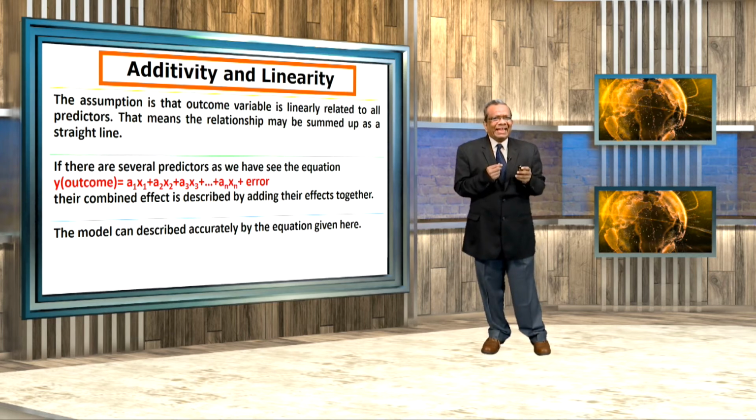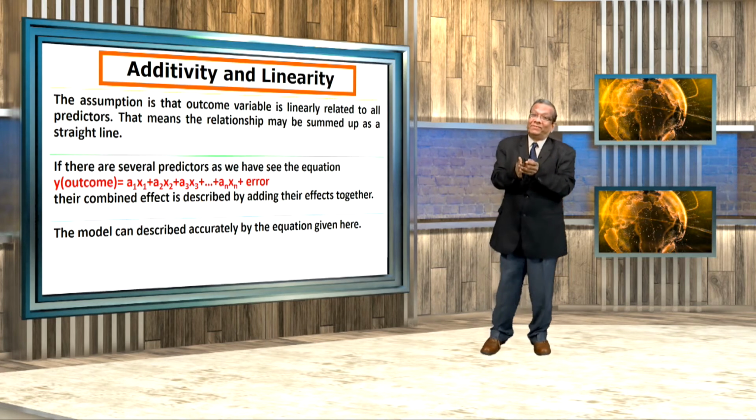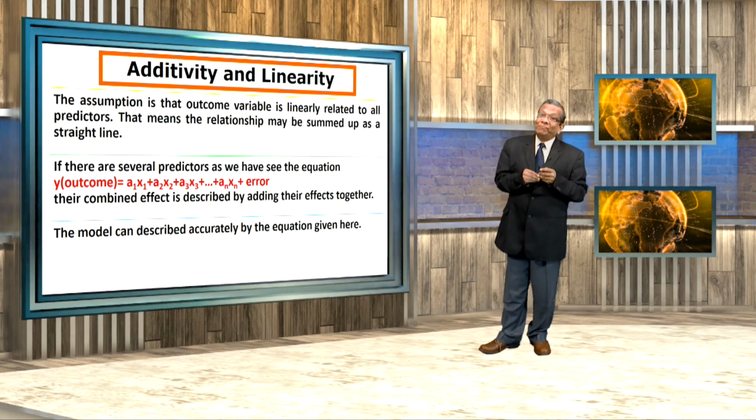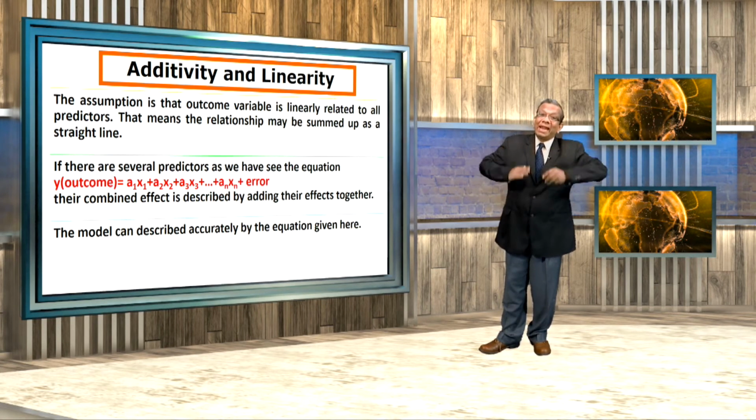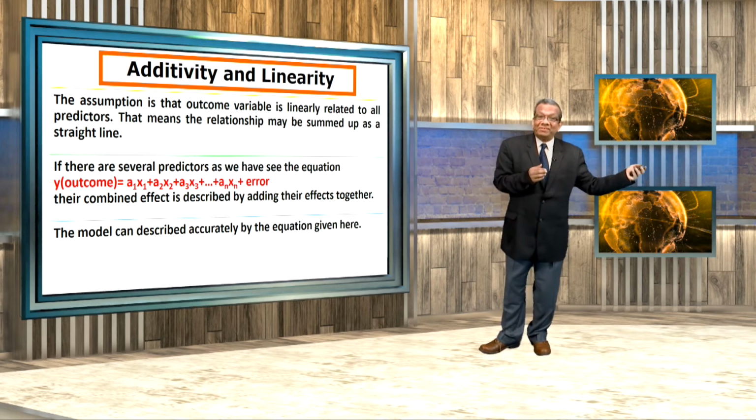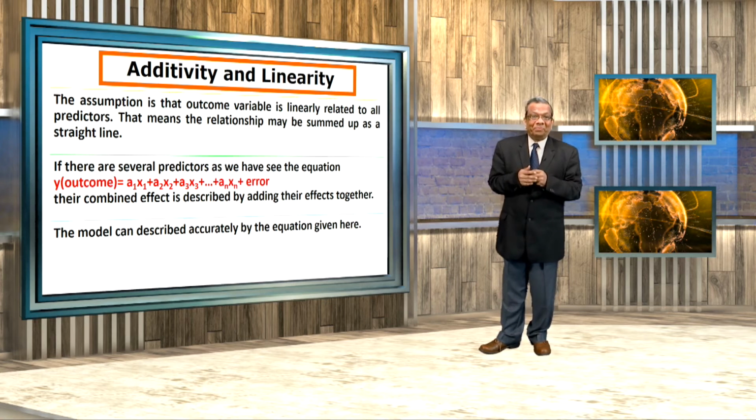If there are several predictors, as we see in the equation which we have given earlier, their combined effect is described by adding their effects together. Therefore, the additivity principle says that you can add all the predictors' effects and then try to estimate the outcome. The model can be described accurately by the given equation here.